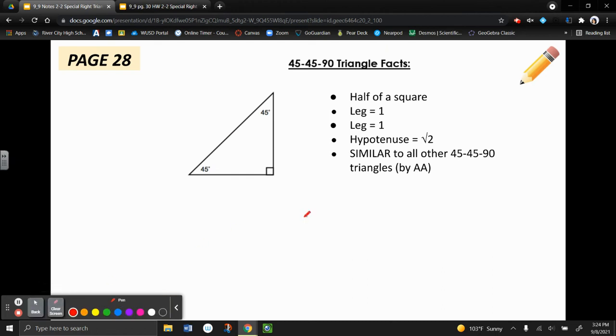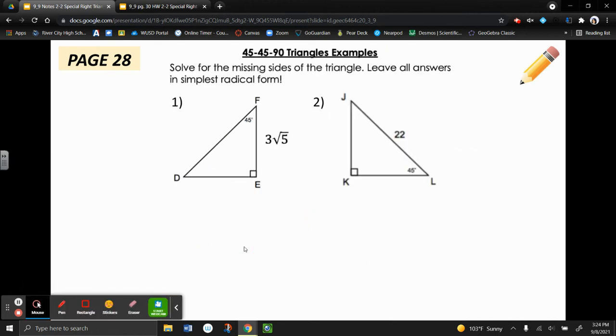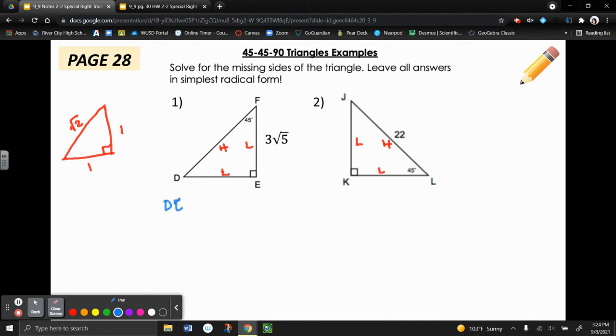Okay, so let's take a look at a couple examples. Like with the 30, 60, 90, we're going to always draw a basic 45, 45, 90 or have it readily available, 1, 1, root 2. And we're going to use this to compare it to other sides. So we're going to call these the legs, and this is the hypotenuse. Leg, leg, hypotenuse. And we're going to solve for the missing side length. So in this one, we're solving for DE, and we're solving for DF.